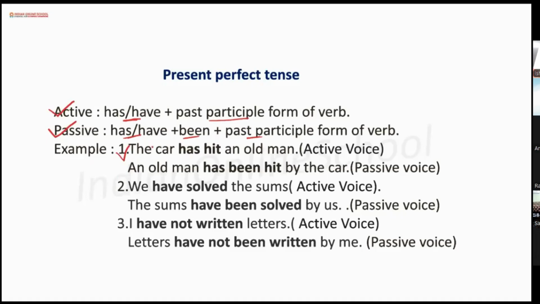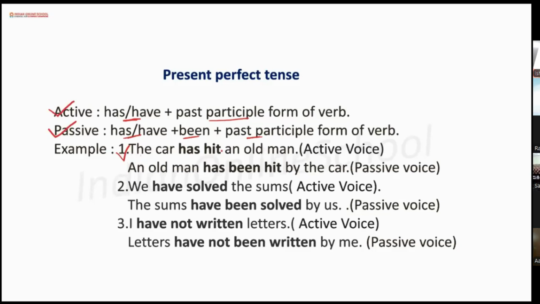Raju, can you read the first example for me? Raju, are you there? Okay. Athav, can you read the first example for me? Athav, are you there? No. Okay. Adi, are you there? Yes, ma'am. Okay. Please read the first example for me.